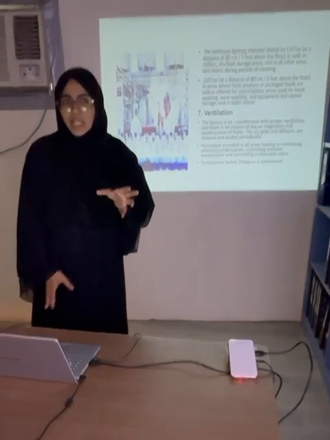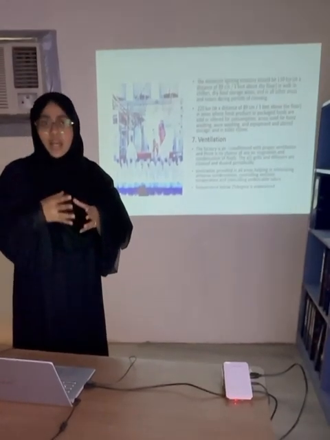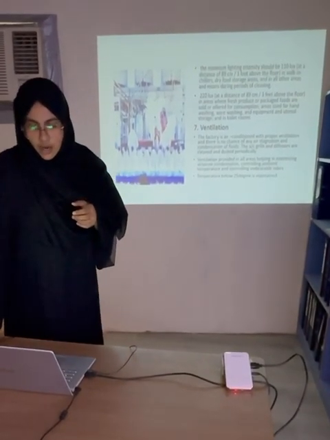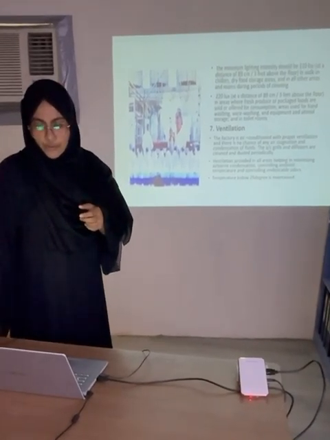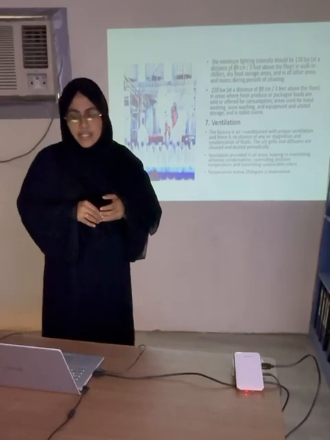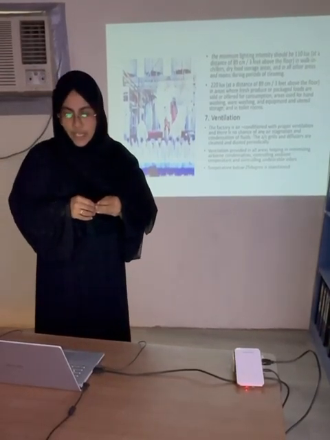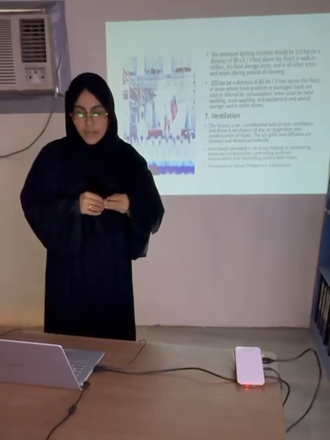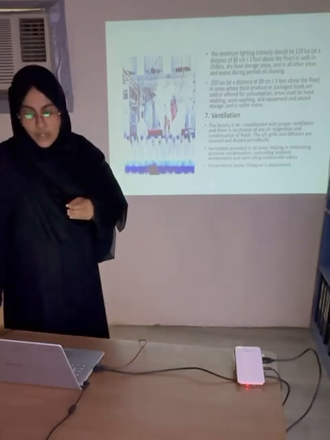And next is ventilation. The factory is supposed to have a well aerated system. There should not be any blockage of air, because if anything is blocked, it will lead to air stagnation and condensation of fluids. So the AC grills as well as diffusers are always cleaned and dusted periodically, and ventilation is provided in all areas, which helps in minimizing the airborne condensation and will control the ambient temperature.